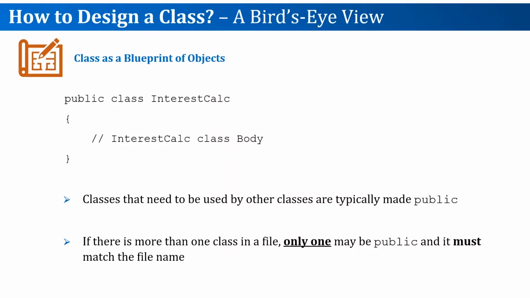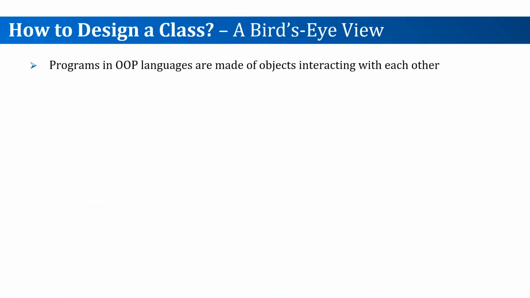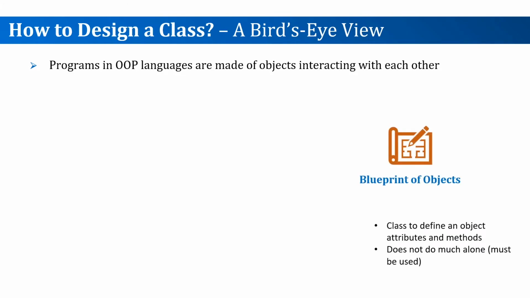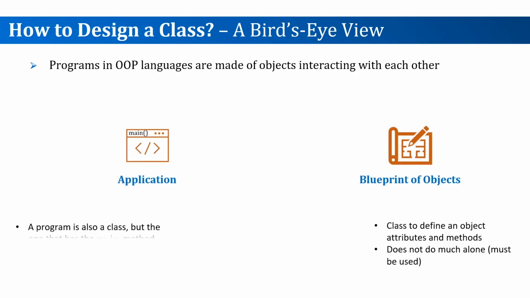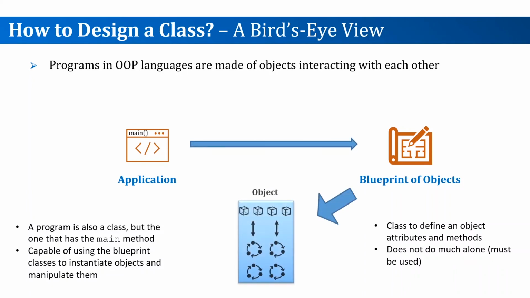An OOP program is nothing but a bunch of objects instantiated from different classes and set to interact with each other. So defining a blueprint class is not sufficient. You need to build a program that will create objects from the class. In the following videos, we will learn how to create the blueprint class and how to create the application to use it.